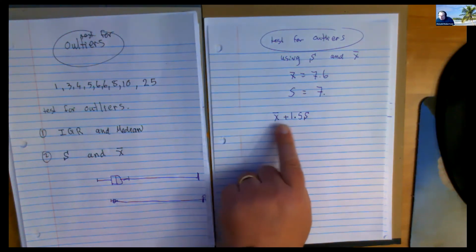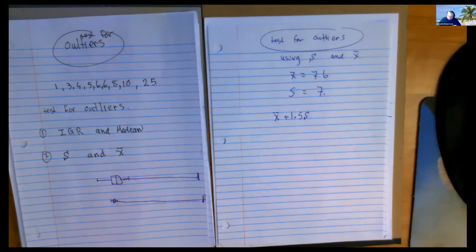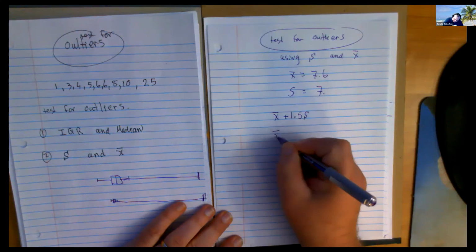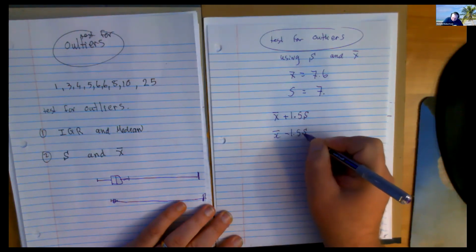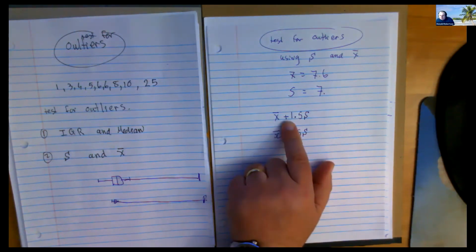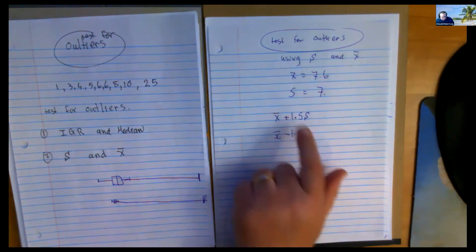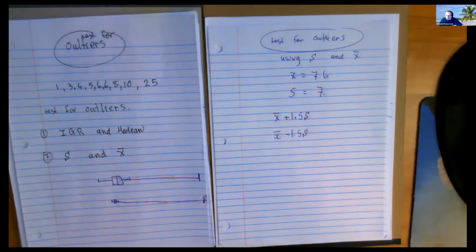Mean plus 1.5 interquartile ranges. Mean, take away 1.5 interquartile ranges. Now, I'm not going to call this upper fence and lower fence, because if I do that, then you might mistakenly think that you're going to get exactly the same numbers that we got a moment ago. But we won't, right? There will be a little wiggle room in them.